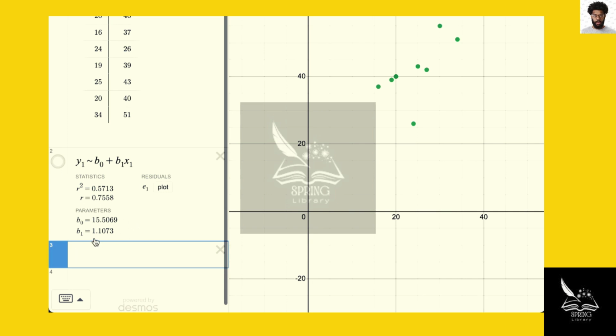The slope would mean that for every $1,100 increase, well, we should say it this way, actually, for every 1 unit increase in x, the y increases by 1.107.